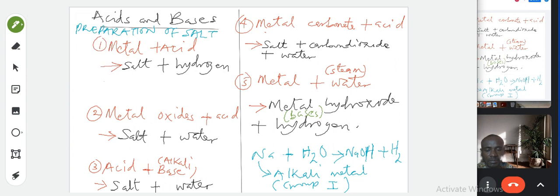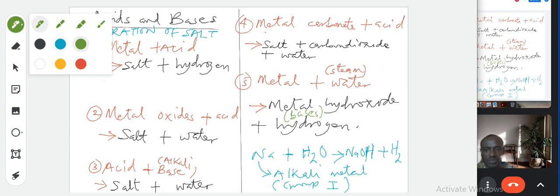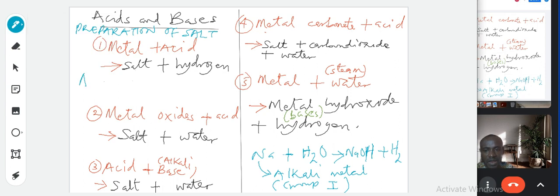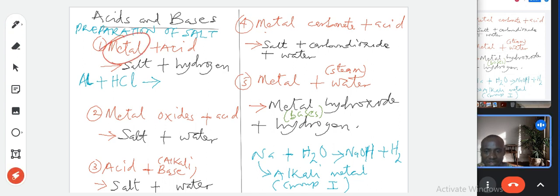Metal plus acid. Metal like what can I use? Okay, let me use blue, like aluminium plus HCl will give what? Salt and hydrogen. So what will the salt be? You said aluminium in place of metal, and HCl in place of acid. So what will you say for the salt now?